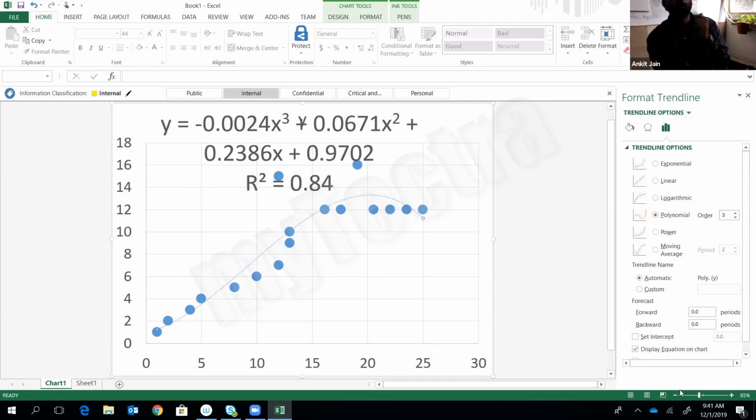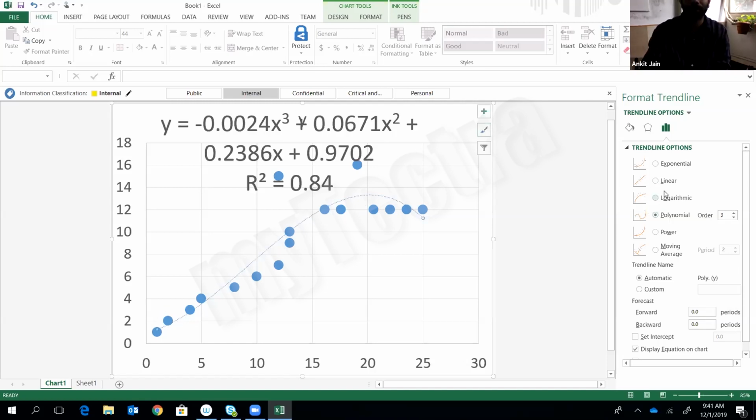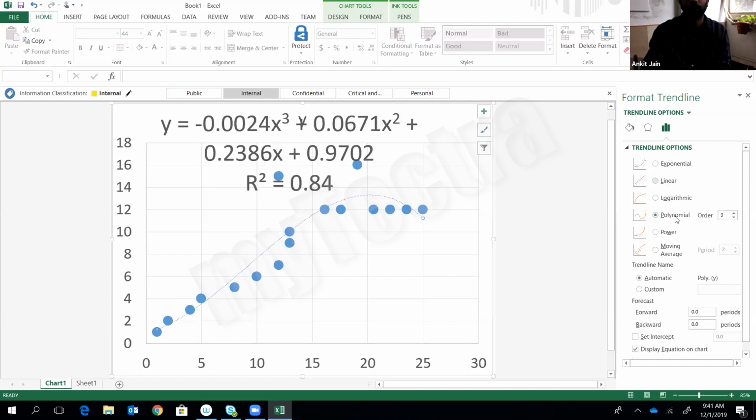X cube is what you have decided. I am telling you to fit an order 3 curve. The machine didn't decide that for me. I am giving this as an input. Whether it is simple linear or polynomial is not decided by the machine. You have to decide the order, get the answer, and then think about whether this order is correct. Make sense?